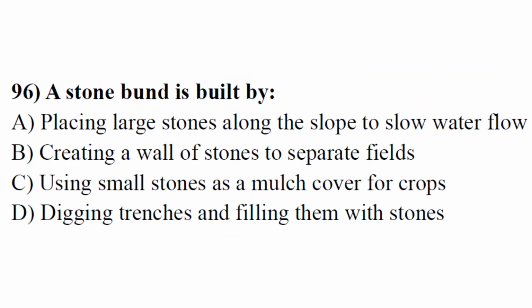96. A stone bund is built by A. Placing large stones along the slope to slow water flow. B. Creating a wall of stones to separate fields. C. Using small stones as a mulch cover for crops. D. Digging trenches and filling them with stones. Answer: A. Placing large stones along the slope to slow water flow.